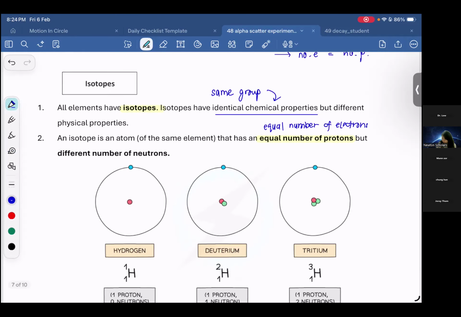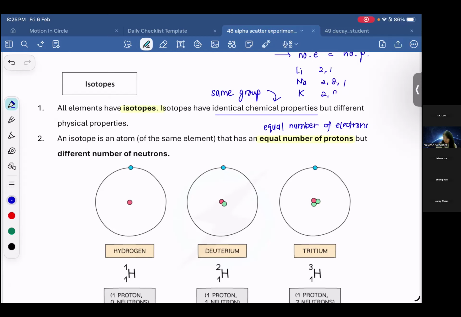Okay, chemistry I'm not really sure lah. Let me think. Lithium, sodium, potassium, is it lithium? Sodium is Na, I think. Potassium is K, I think. Okay, lithium, is it 2 1? Is it 2 8 1? Is it 2 8 8 1? Somebody can answer me. This is chemistry.